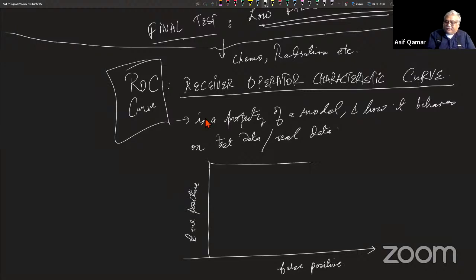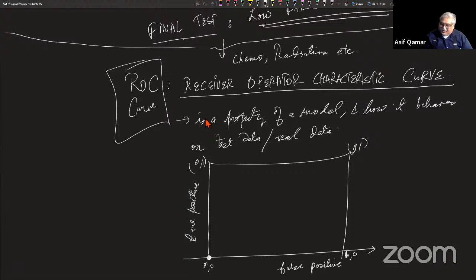And both of these go from 0 to 1. So 0, 0, 1, 1, 1, and 1, 0, of course. What it means is this point, you have neither false positive nor true positive, right? The model is such that basically everything is negative, let's say, right?